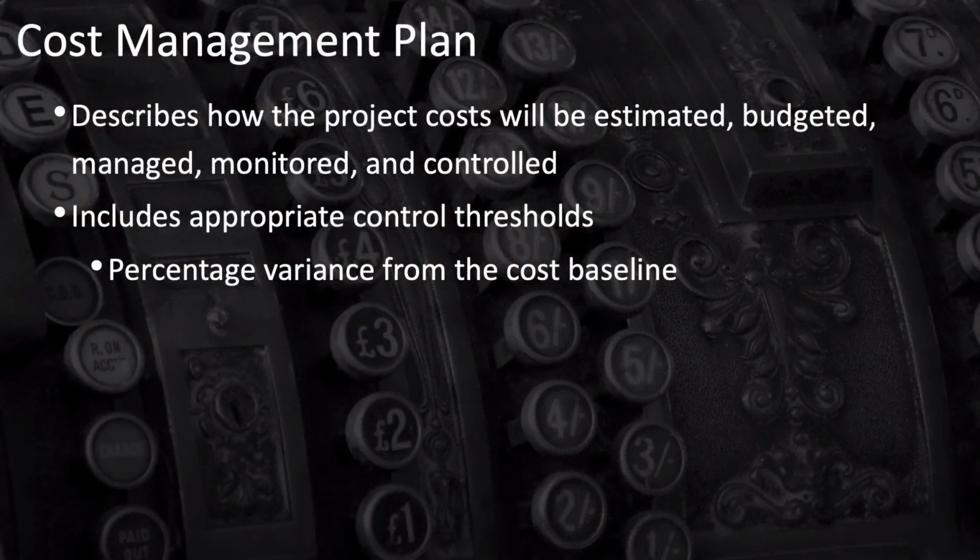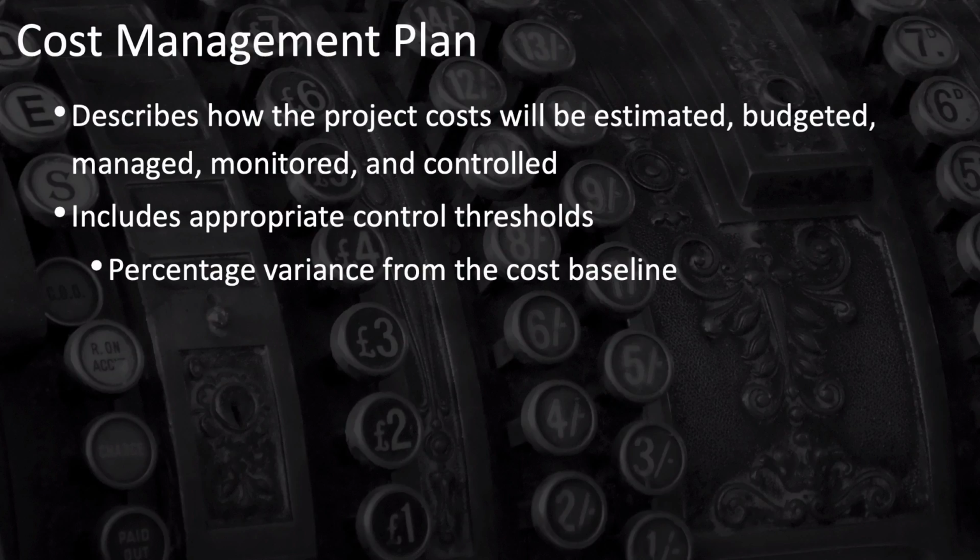The cost management plan describes how the project costs will be estimated, budgeted, managed, monitored, and controlled. It is your rule book for how you're going to manage costs and plan for costs in your project. It does not include any of the specific costs of the project, however. Those are included in the cost baseline, which is part of the project management plan, but not part of the cost management plan.